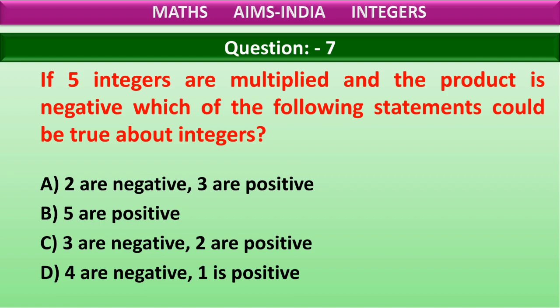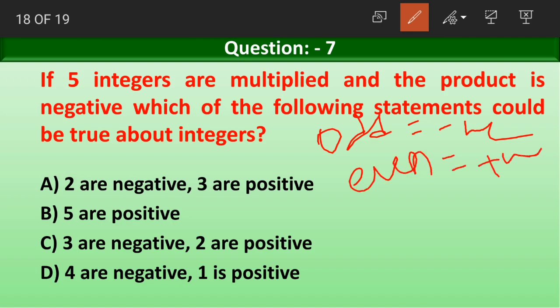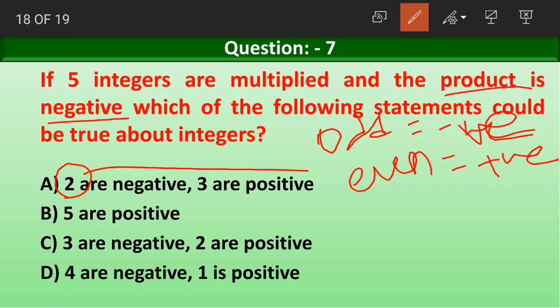Remember what I told about multiplying many integers? If the number of negative integers in a given multiplication is odd, then the result will have a negative sign. If the number of negative integers is even, then the result will have a positive sign. Here they are saying that the product of multiplication is negative. Now look at the number of negative integers in the given options. Option A has 2 negative integers. 2 is an even number, so the result will be positive and this is the wrong answer.